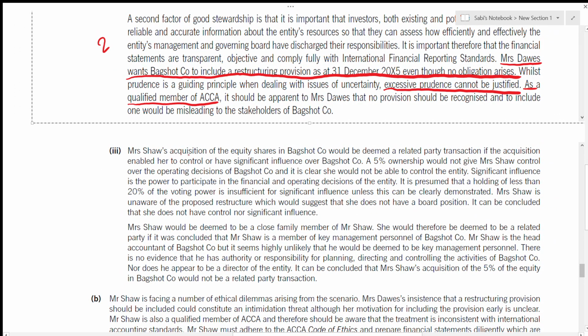Okay, Mrs. Shaw's acquisition of the equity shares in Backshot company would be deemed a related party transaction if, just see the word deemed. They are not saying it is a related party. They are saying it would be deemed a related party transaction. Under what condition? If. So this if word, right? If the acquisition enabled her to control or have significant influence over Backshot.